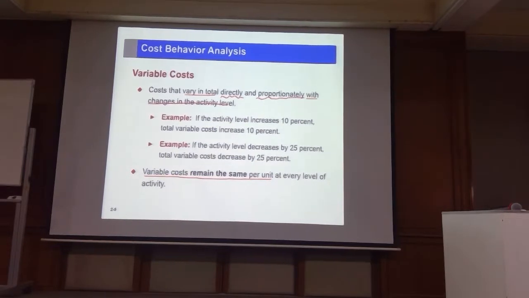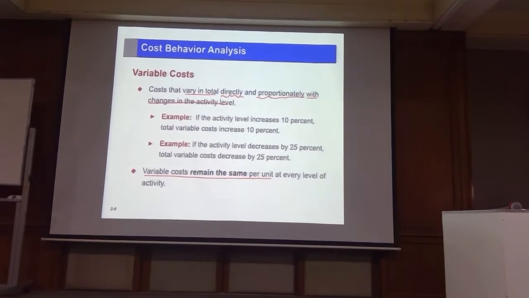As I mentioned about the bicycle, each wheel may cost you 100 baht. So if you make one bicycle, the cost of wheel per bicycle equals 200 baht. Each bicycle, the cost of wheel remains the same at 200 baht per bicycle. So this is the behavior of the variable cost.